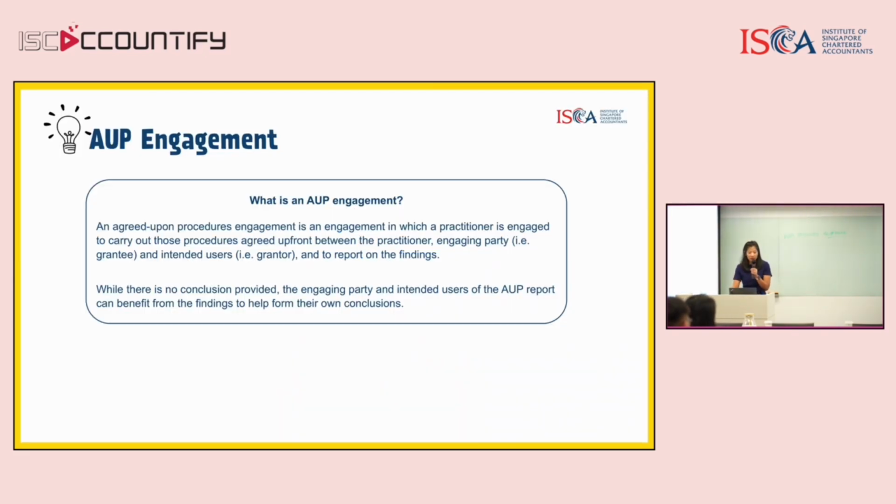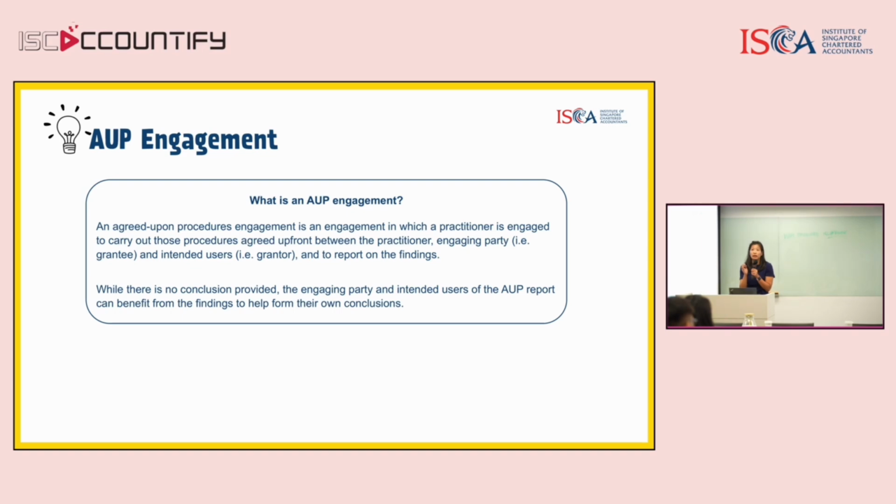An AUP engagement is one where the practitioner is engaged to carry out those procedures agreed upfront between the practitioner and the engaging party, which for this morning's context would be the grantee, and intended users, the grantor. Then after that, there will be a report on the findings. The purpose of agreeing the procedures upfront is to ensure that the specific objectives and needs are being met for the engagement.